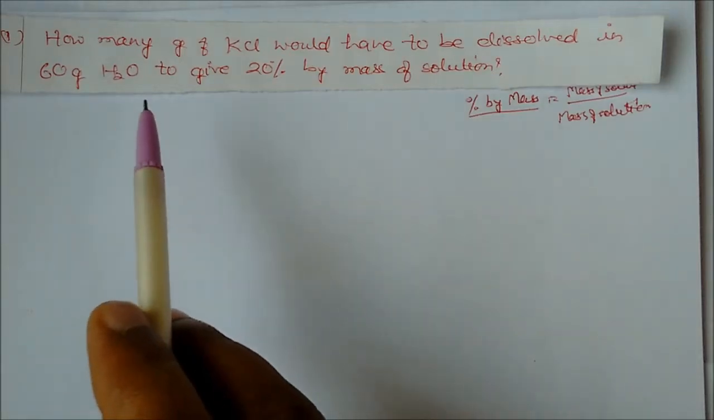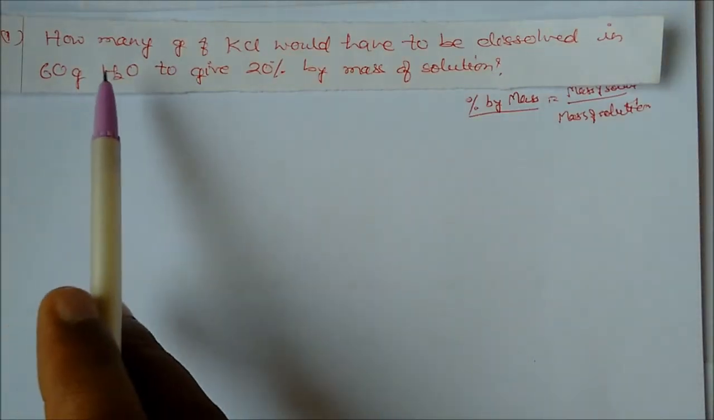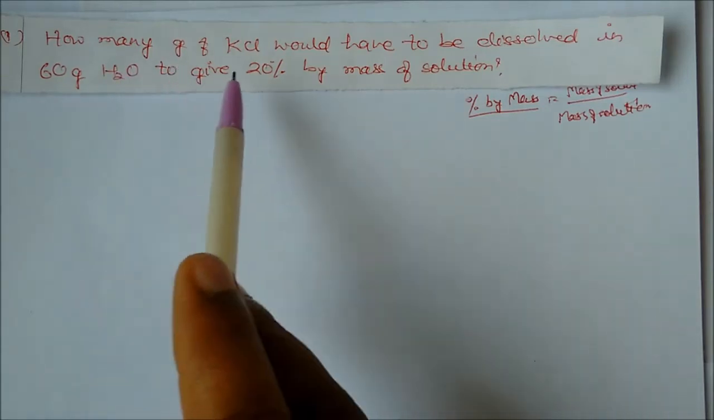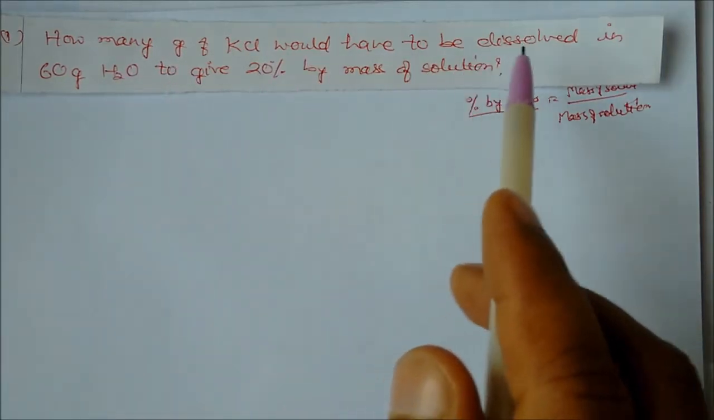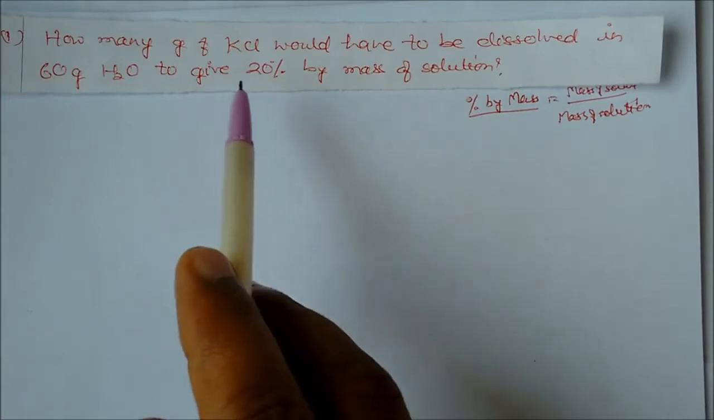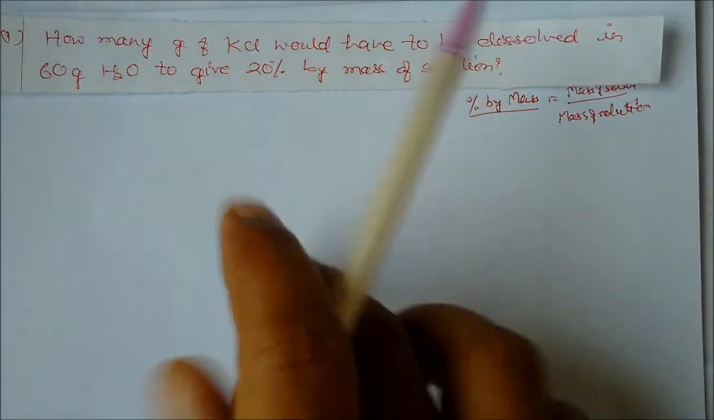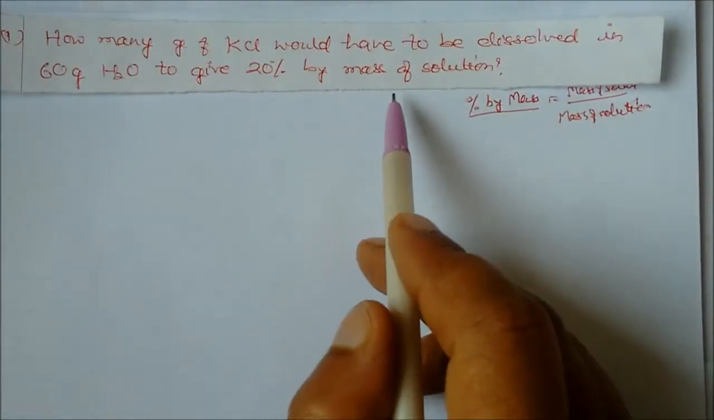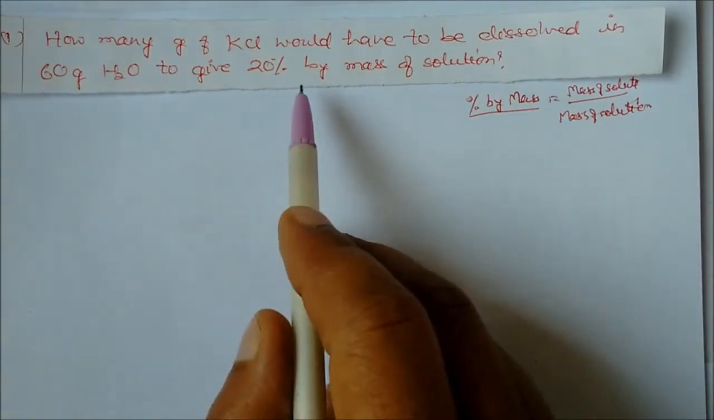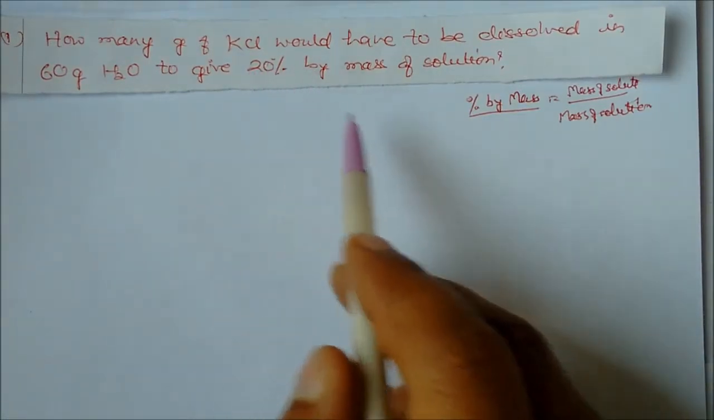We'll solve some problems on the concentration of a solution. The question here is: how many grams of potassium chloride would have to be dissolved in 60 grams of water to give a 20% by mass solution? So 20% means percentage by mass.